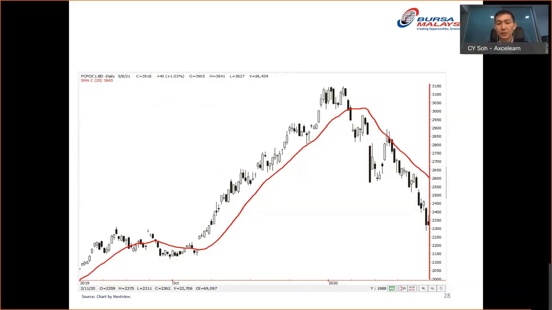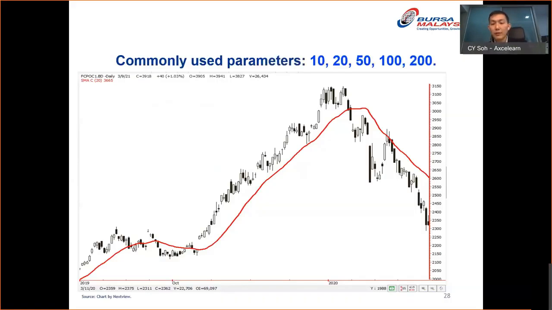Which parameter is good for you to use when it comes to moving average? There are a lot of common parameters that you can use, for example MA2, MA3, MA30. But I give you a quick guidance: these are the commonly used parameters in the market, which are 10, 20, 50, 100, and 200 days for moving average. But which one should you be using?